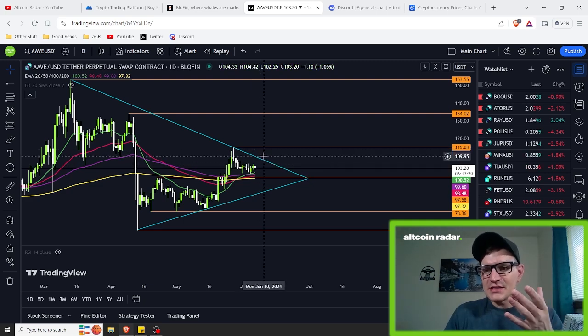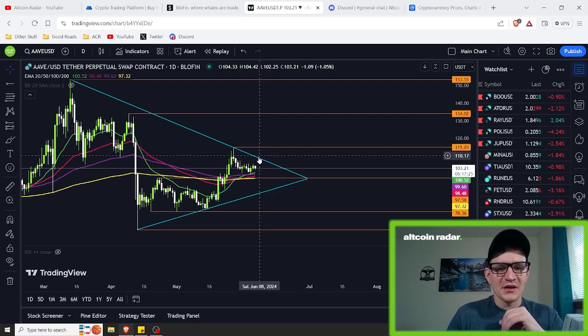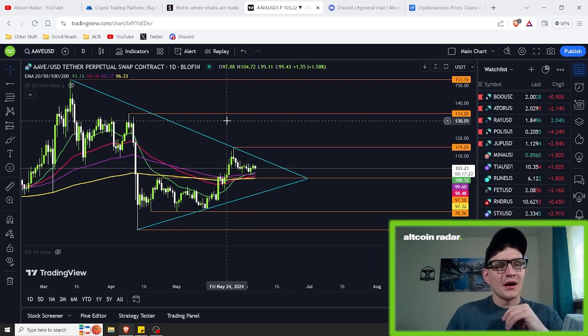So realistically, I personally see a potentially bullish movement coming within, geez, I don't know, within the next week or two maybe. So that is good news.